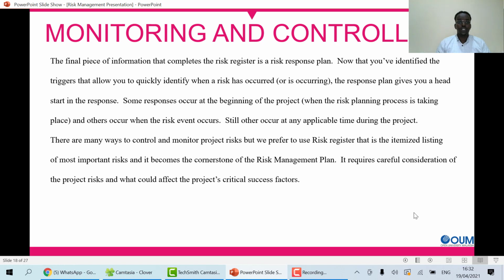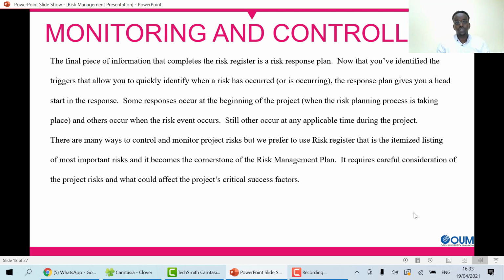Monitoring and controlling. The final piece of information that completes the risk is a risk response plan. Now we have identified the triggers that allow us to quickly identify when a risk has occurred. The response plan gives you a head start in the response. Some responses occur at the beginning of the project when the risk planning process is taking place, others occur when the risk event occurs, and still others occur at any applicable time during the project.